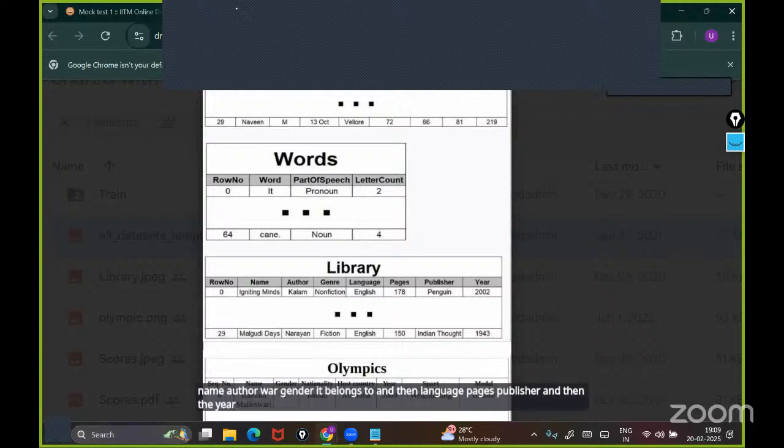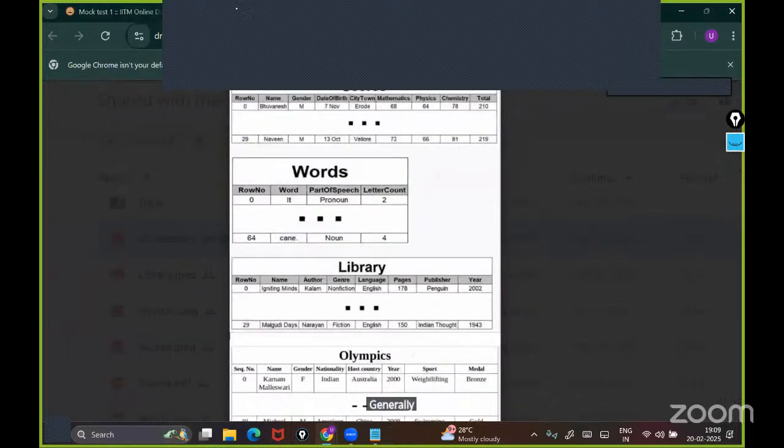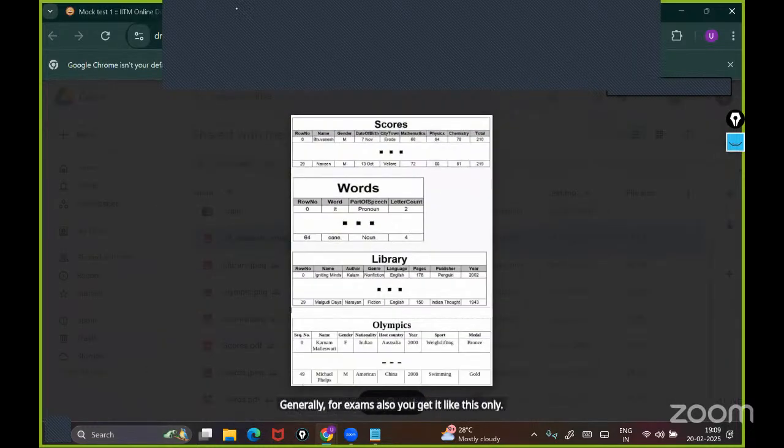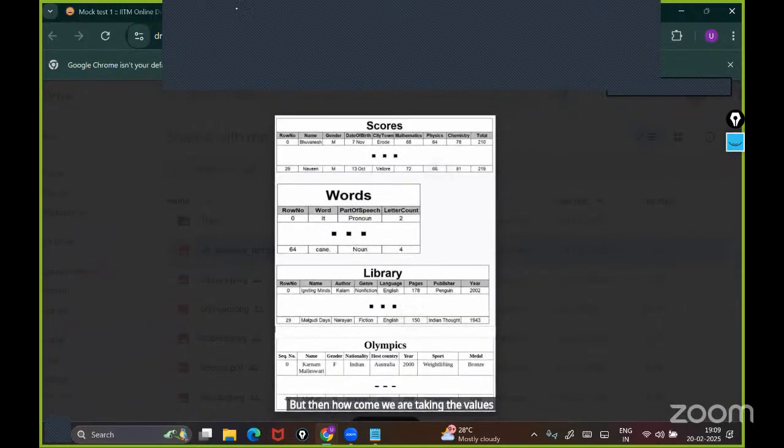But ma'am, this is just the screenshot. Where is the data? Generally, for exams also, you'll get it like this only. But then how come we are taking the values 1988, 2024 on our own? I have just given random values to understand. We need to simulate and assume all the cases we need to consider. It's just a reference, right? Yes. So we can take any year on our own. Yes, you can assume anything. Take the edge cases also to understand what is happening.